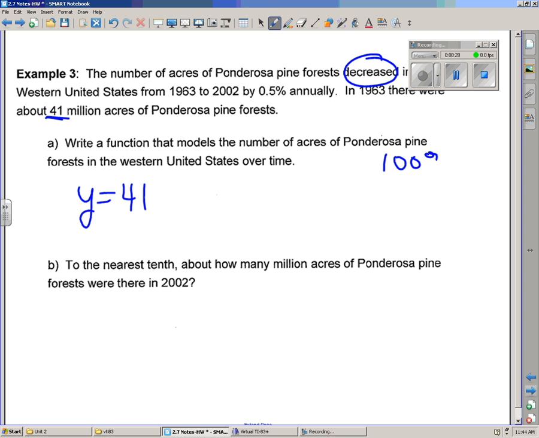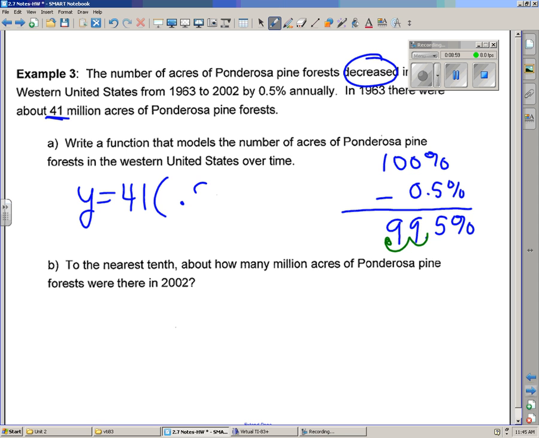So if I've got 100% and I subtract 0.5%, that gives you 99.5%. But as a decimal, you know what you're putting in here is 0.995 to the power of x.